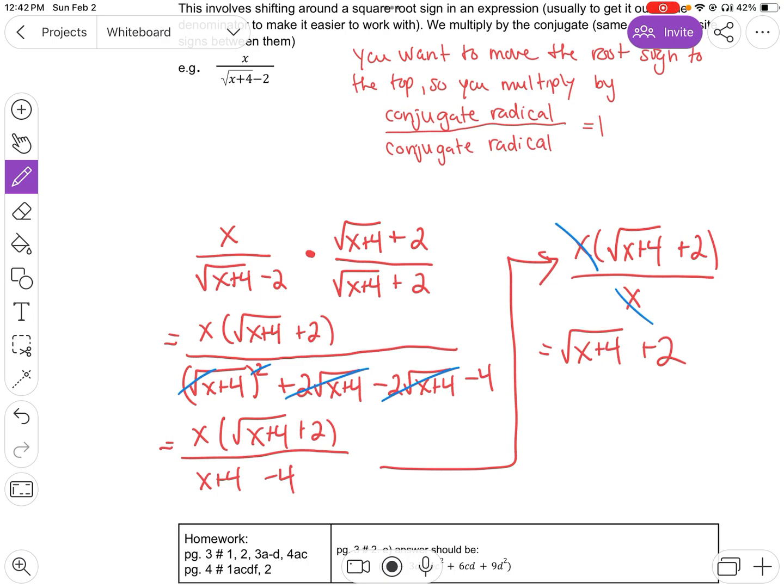Okay, so that wraps up our prerequisite skills, our review lesson for today. And then we'll be doing some textbook practice on these things, on factoring and on rationalizing tomorrow.